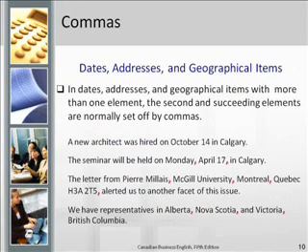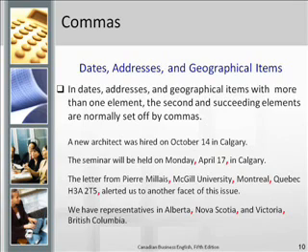In sentences that include dates, addresses, and geographical items with more than one element, the second and succeeding elements are normally set off by commas. Compare the first two statements here. A new architect was hired on October 14th in Calgary. There is only one date element here, October 14th. In the second sentence, the seminar will be held on Monday, April 17th, in Calgary. There are two date items here, and therefore they need to be separated by commas. So Monday is one date item, and April 17th is a second date element, and so we separate the second element with commas.